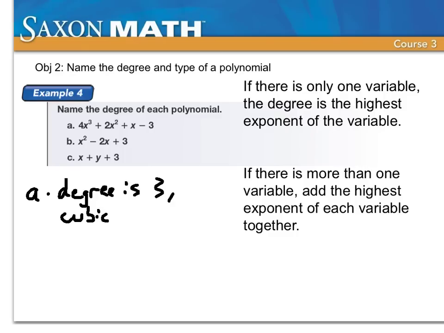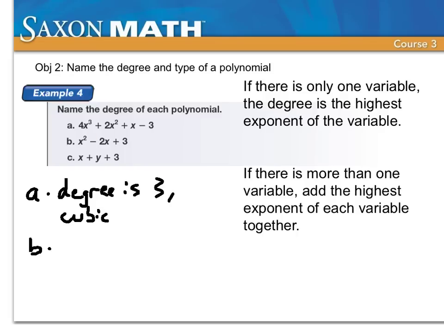Okay, so the degree is 3, and that's called cubic. For part B, again, we notice we've got the same variable. We got an x and an x. Now notice there's a minus sign here. That's no big deal, because we could change it to plus a negative if we wanted to.